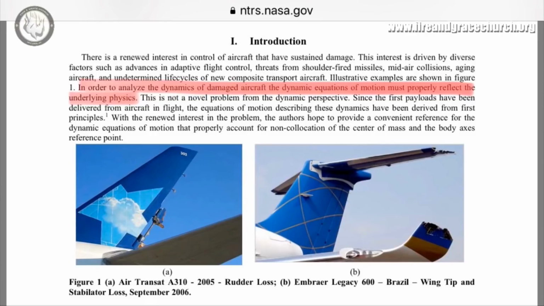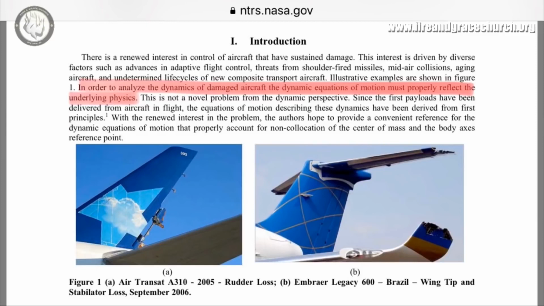Now, I want to say that again. I want everybody to pay close attention. They're telling you right here in the introduction of this, and they're showing you a damaged aircraft. They're saying in order to analyze the dynamics of damaged aircraft, the dynamic equations of motion must properly reflect the underlying physics. What we're going to do here must reflect the true physics.